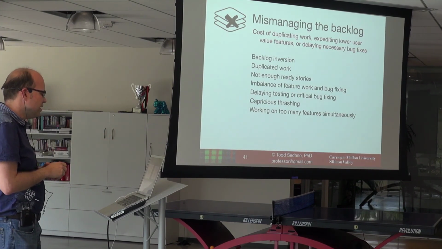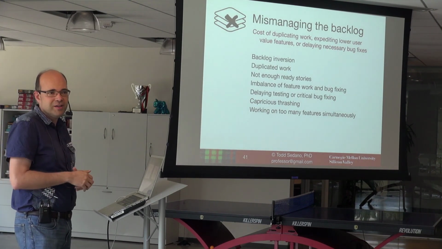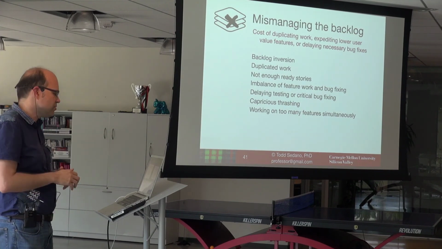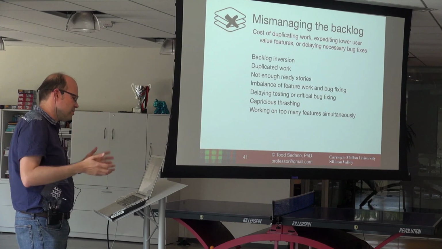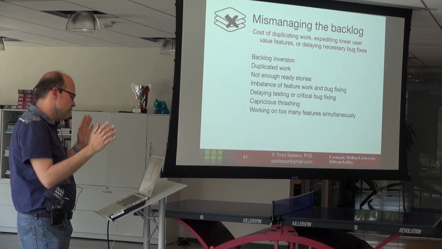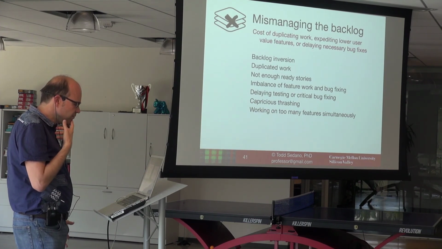Imbalance of feature work and bug fixing. We find that engineers tend to like to have a healthy balance of each. We get really depressed when there's just bug fixes after bug fixes after bug fixes, and we saw one project that purposely delayed bug fixing until the end, and then it was this onslaught of bugs, and had we fixed some of them earlier, there would have been less bugs to fix, and it was just a mess. Delaying testing or critical bug fixing.